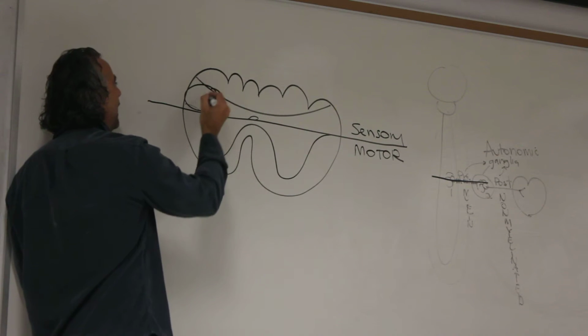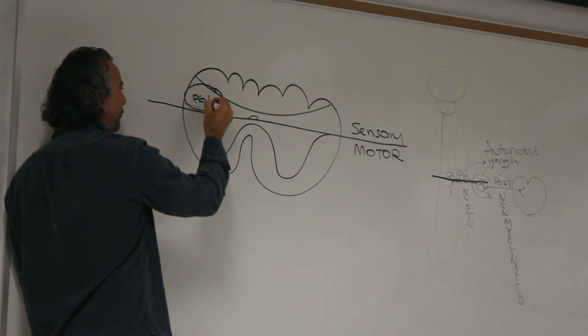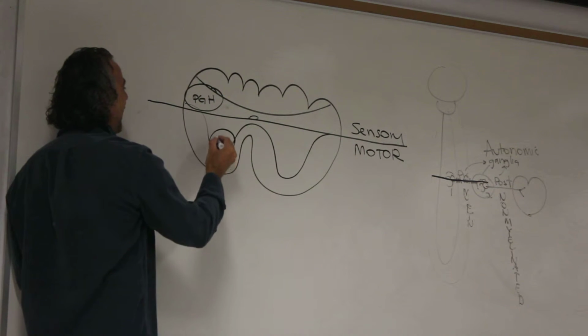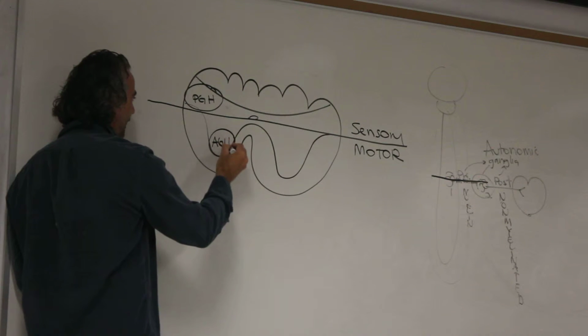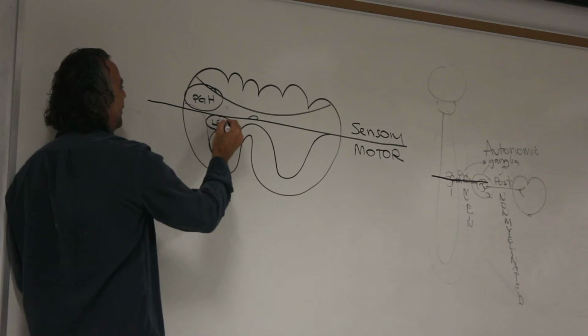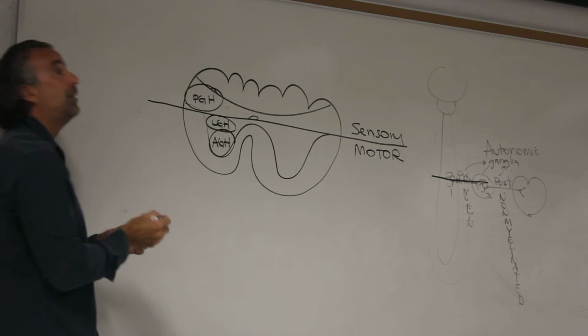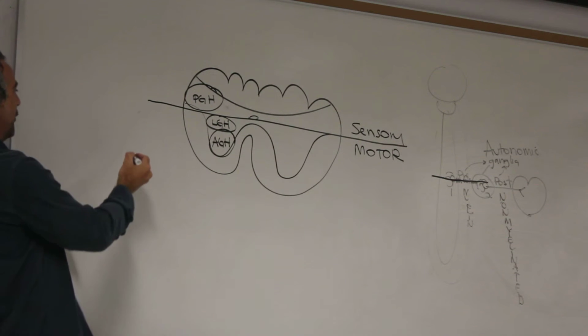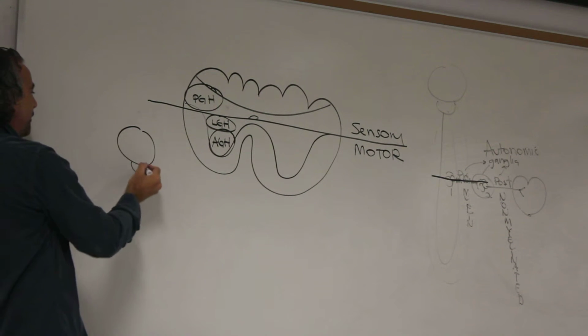On the back was my posterior gray horn. We learned that in lab. The front side was my anterior gray horn. We saw that one too. And off to the side here was my lateral gray horn. Perfect. That sort of went back to the other crazy picture we did way back when.